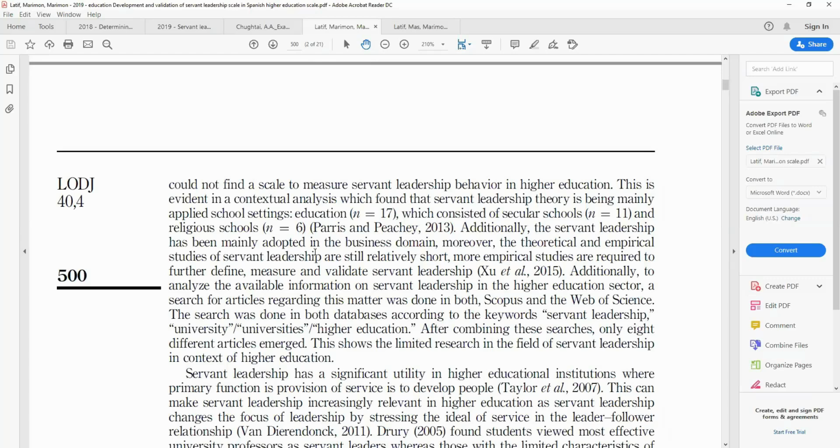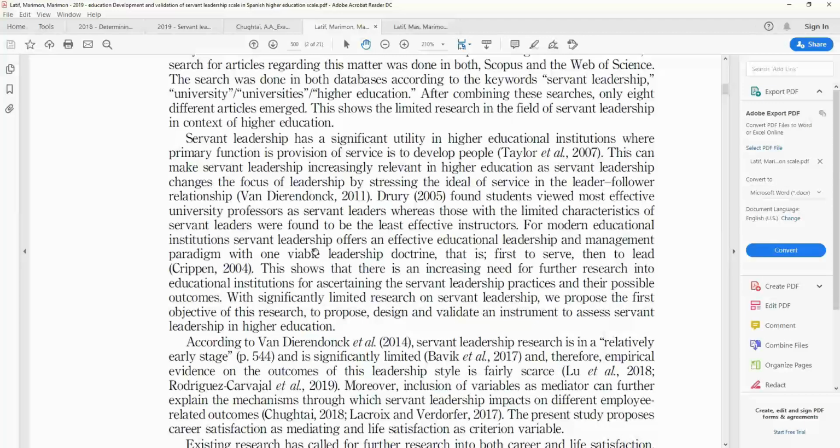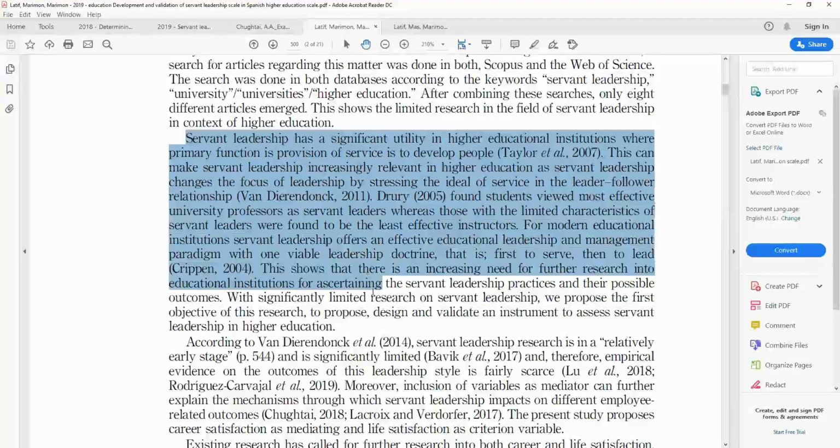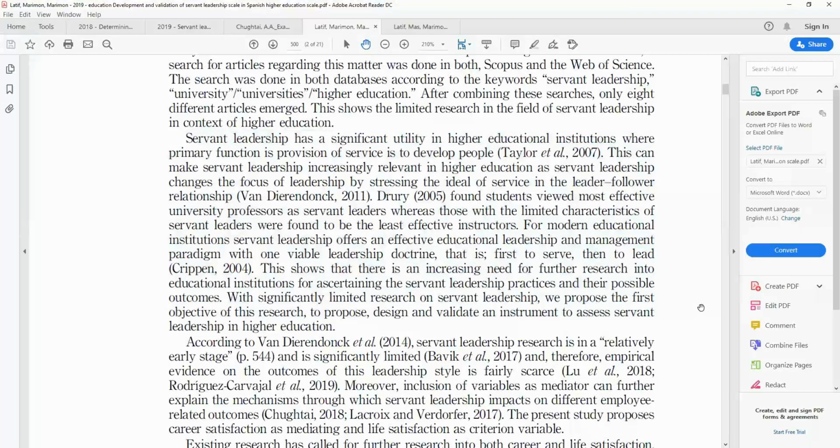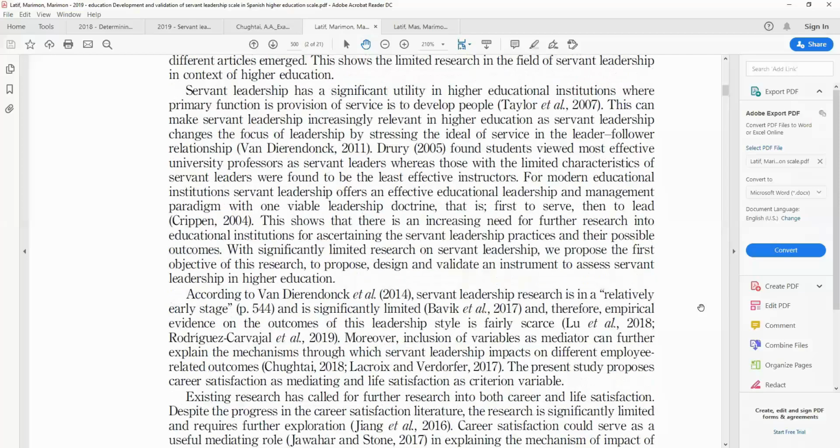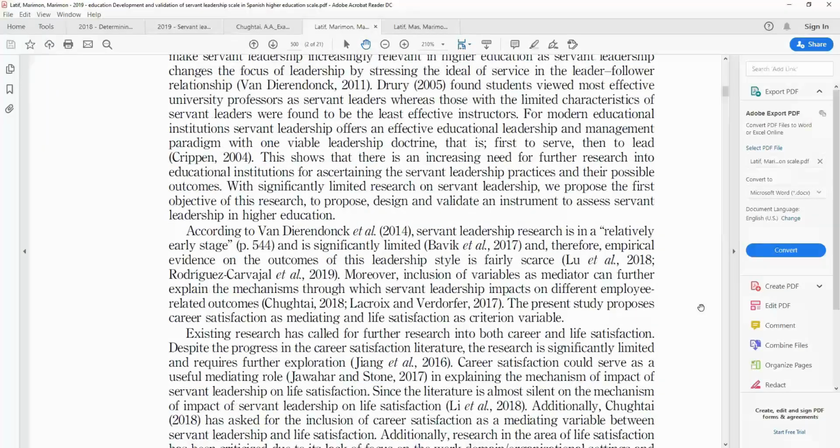Once you search databases, you find this information in their introduction, or in their limitations and future research directions. From there, you can use this information in your own research to elaborate the gaps and limitations in your study. Now, moving further, again, this paragraph is context specific, focusing on the need to study servant leadership in higher education. Having established that need, the step is to elaborate on the gaps and limitations of existing research.